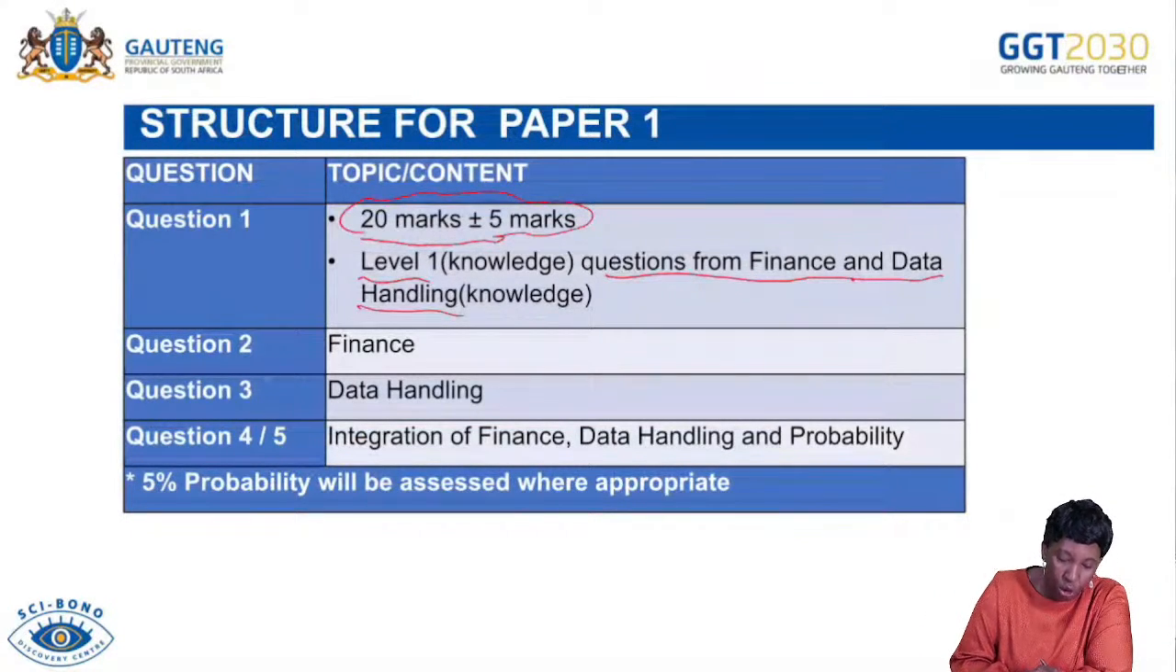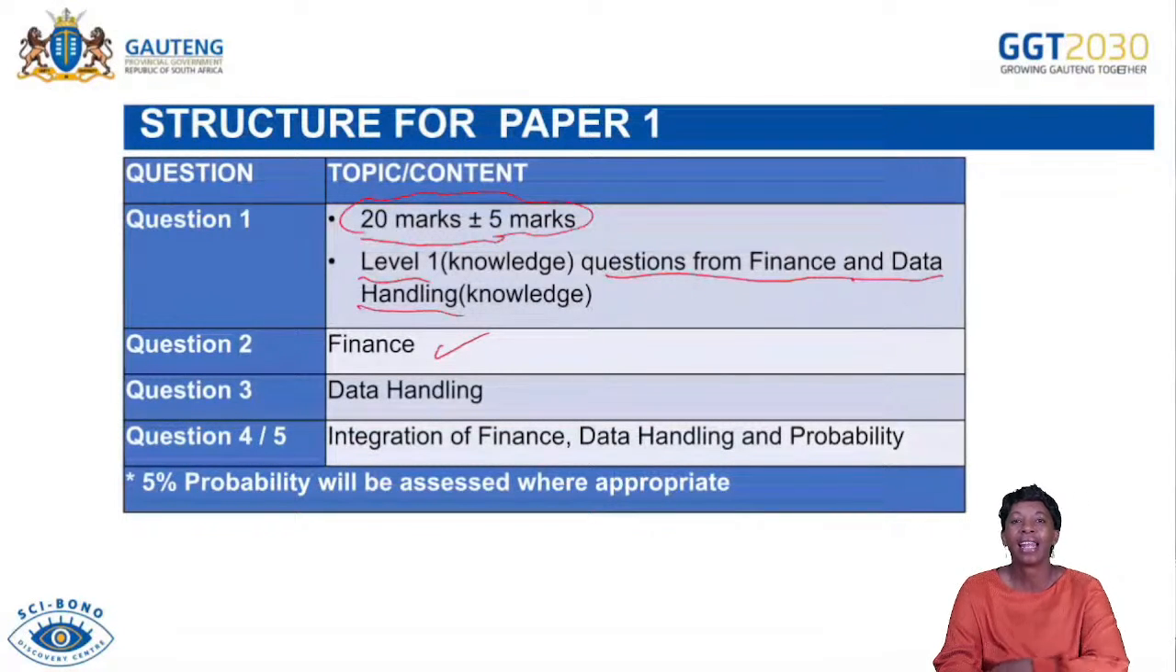And then question 2, it will be what? It will be finance. And under finance, for question 2, remember, boys and girls, we have financial documents, but we'll do it in detail. I will explain to you under finance the topics that you have done: your financial documents, your tariff system, your taxation, your income and expenditure, cost price and selling price.